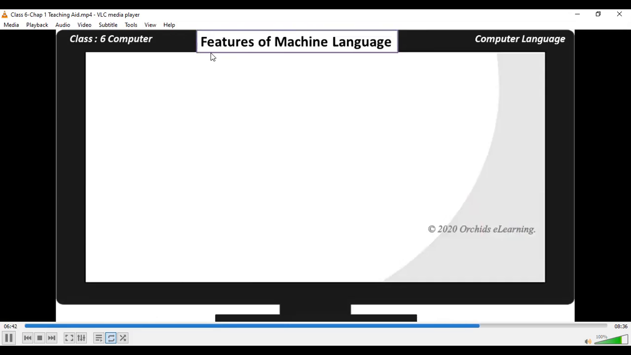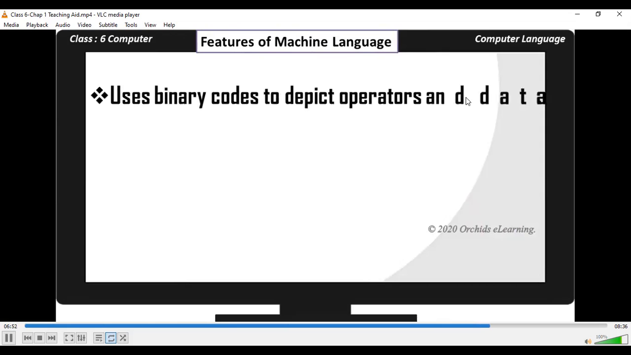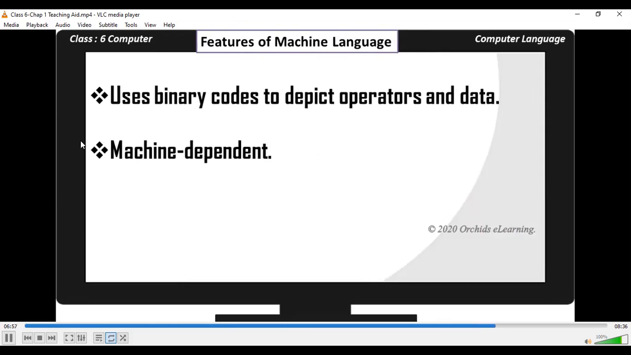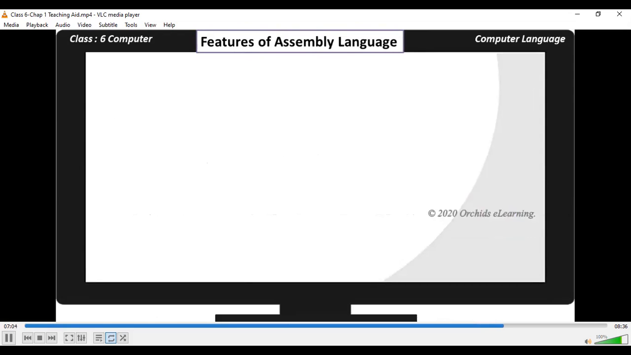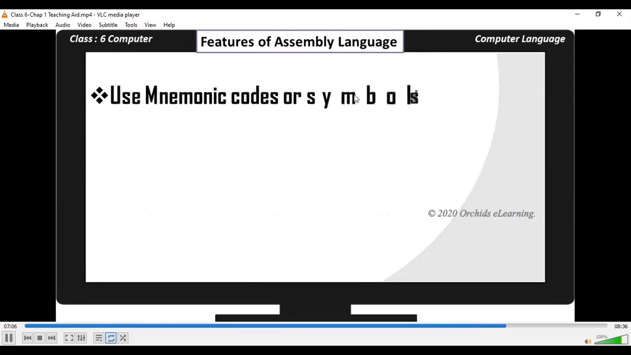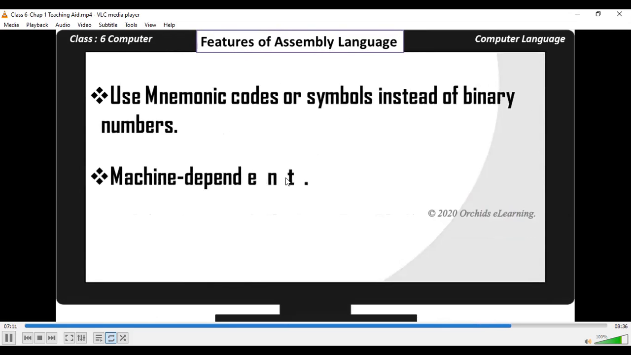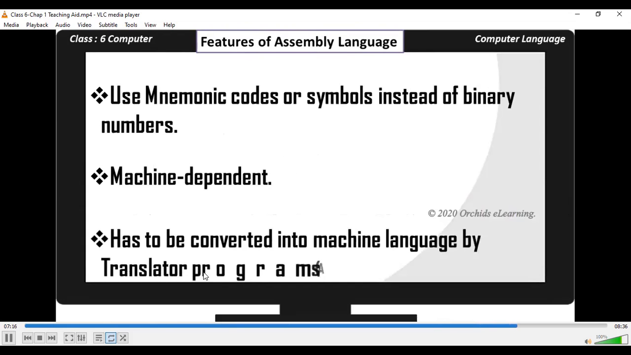Now, let us know the features of all the languages we learned today. Features of machine language. Uses binary codes to depict operators and data. Machine dependent. The only language directly understood by a computer. Features of assembly language. Use mnemonic codes or symbols instead of binary numbers. Machine dependent. Has to be converted into machine language by translator programs.